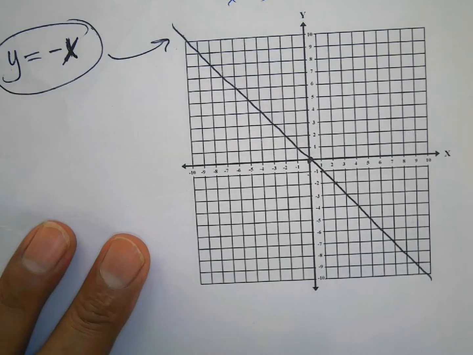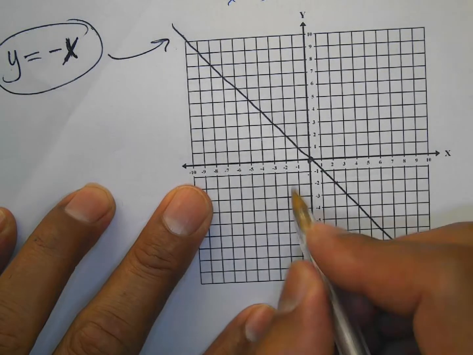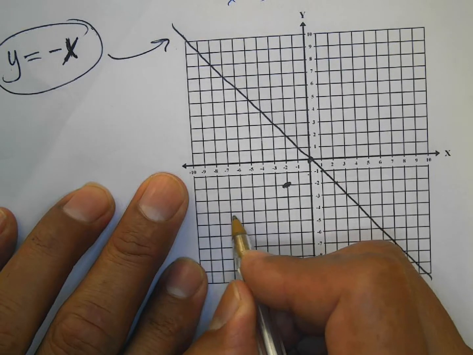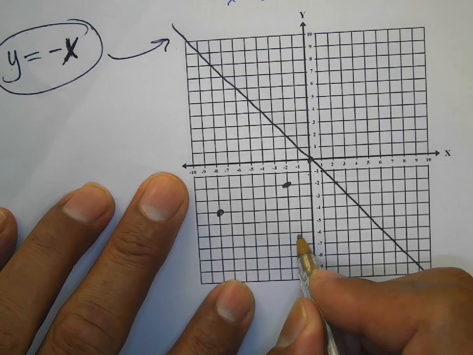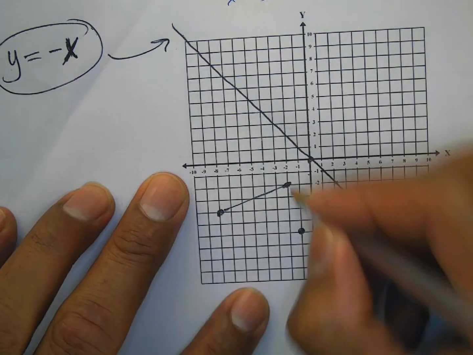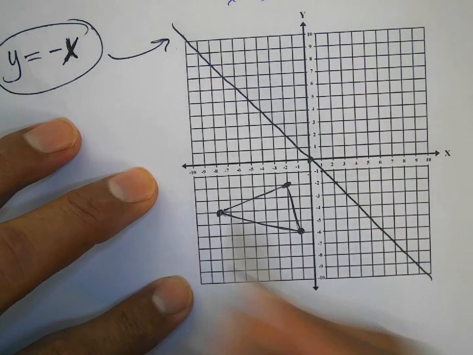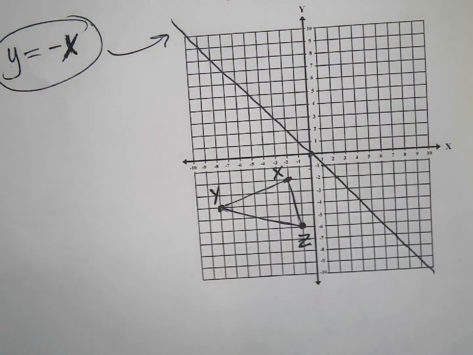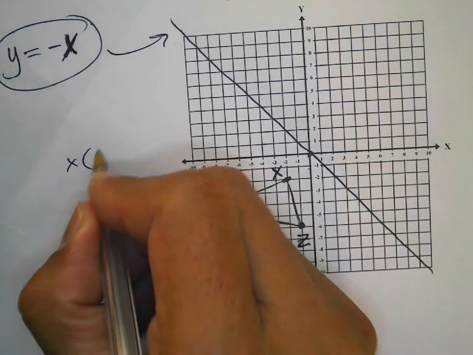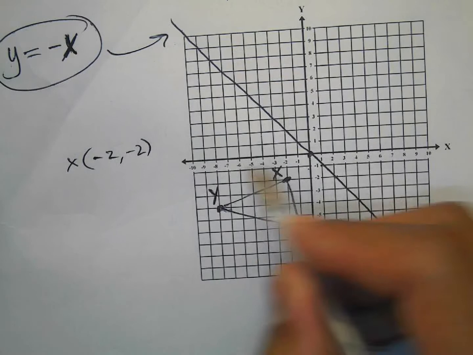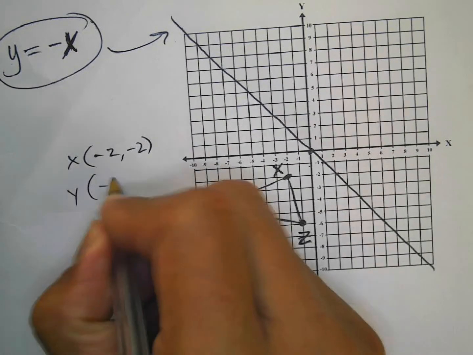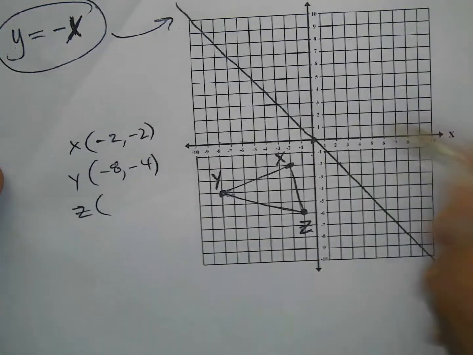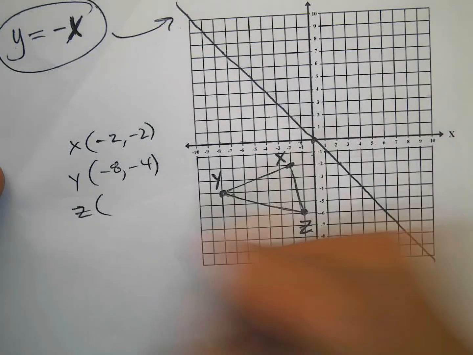Okay? And let's just reflect this shape here. I'll just make up any triangle. And this will be x, y, z. The coordinates of x that I can see here is negative 2, negative 2. The coordinates for y is negative 8, negative 4, negative 8 on the x, negative 4 for y. And the coordinates for z is negative 1 on the x, negative 6.